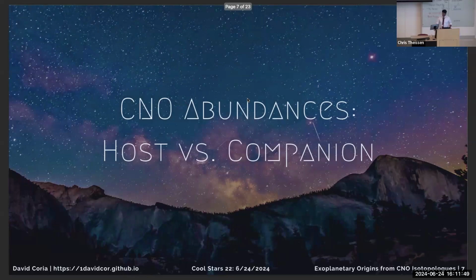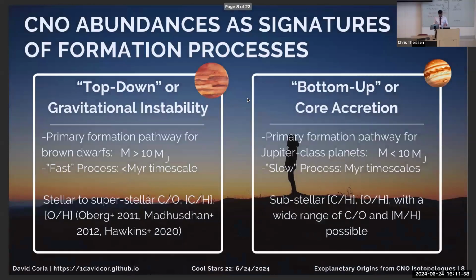But for the rest of my talk, we'll be discussing carbon, nitrogen, oxygen abundances, and how we can use them to infer a planet's formation, migration, and accretion history. So it's generally accepted that brown dwarfs form like stars from the top down via gravitational instability, while the superjupiters form more like planets from the bottom up via core accretion.